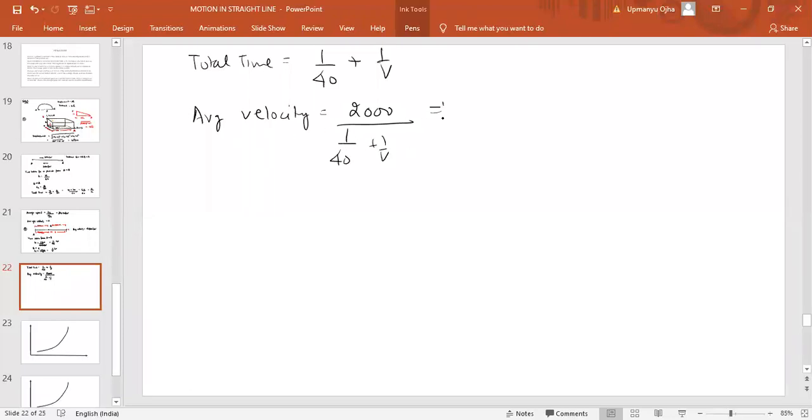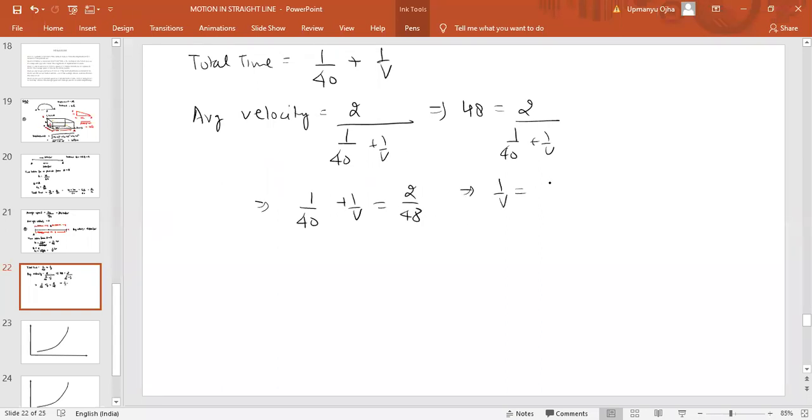So the average velocity they have given is 48. So 48 equals 2000 meters. It should be in kilometers, so put 2 kilometers, divided by 1 by 40 plus 1 by v. If we cross multiply, we get 1 by 40 plus 1 by v equal to 2 by 48, which means 1 by 24.